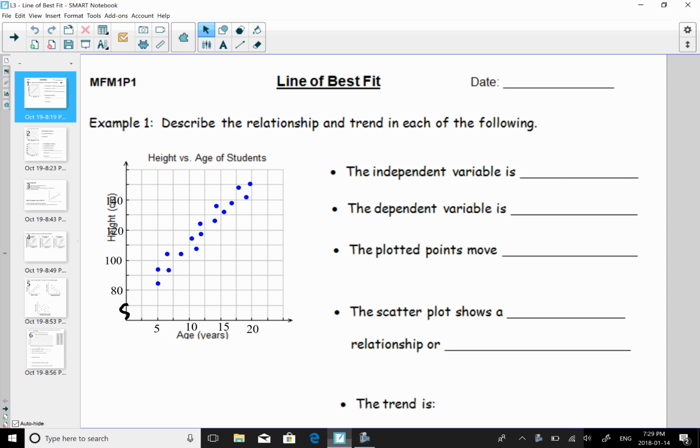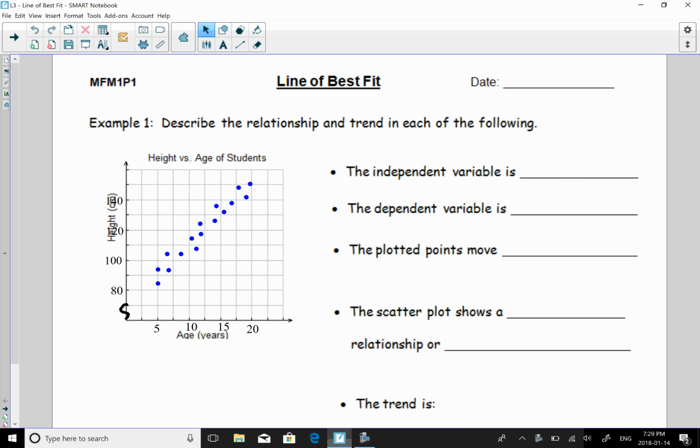In this video, we're going to be going through an example of line of best fit. Before we do that, we're just going to review some important concepts. So example 1, describe the relationship and trend in each of the following.